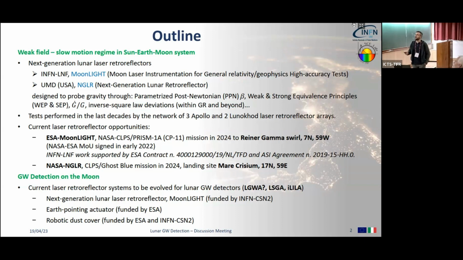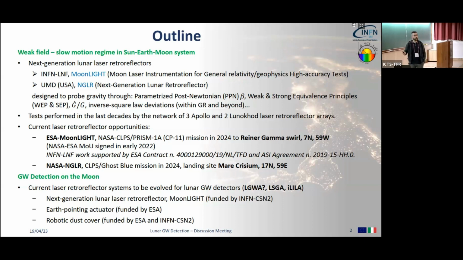So up to now, the tests I mentioned before were performed through the arrays of retroreflectors existing on the moon, the 3 Apollo and the 2 Lunokhod. And current opportunities for these next generation retroreflectors will be next year. In particular, MoonLIGHT will fly to the moon in 2024 with NASA CLPS Prism-1A CP11, for short to the Reiner Gamma swirl. Instead, NGLR will go on another mission, CLPS Ghost Blue, also next year.